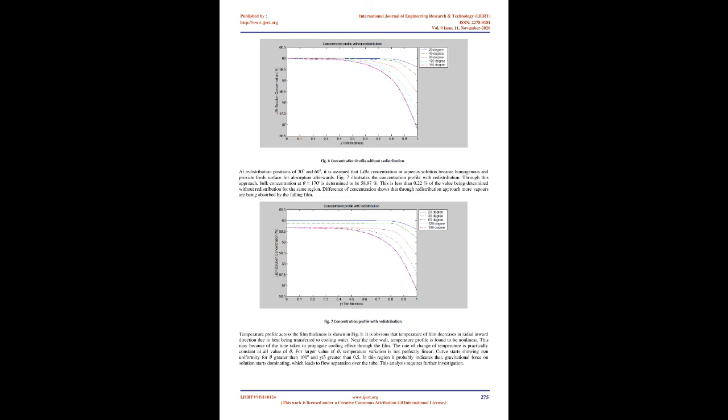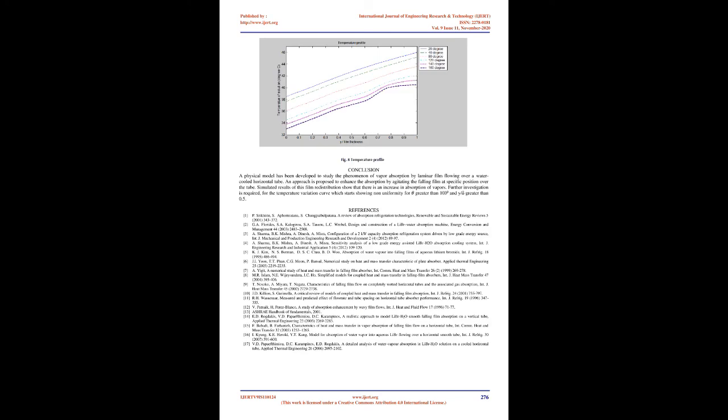The temperature profile across the film thickness is shown in Fig. 8. It is obvious that the temperature of the film decreases in the radial inward direction due to heat being transferred to the cooling water. Near the tube wall, the temperature profile is found to be nonlinear. This may be because of the time taken to propagate the cooling effect through the film. The rate of change of temperature is practically constant at all values of the angle. For larger values of the angle, the temperature variation is not perfectly linear.